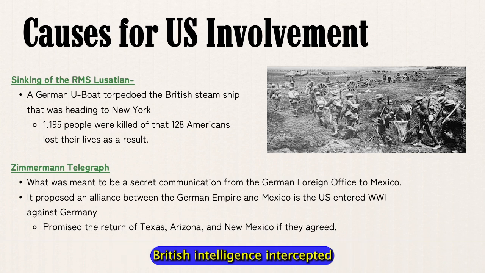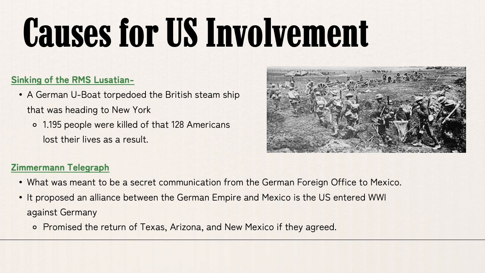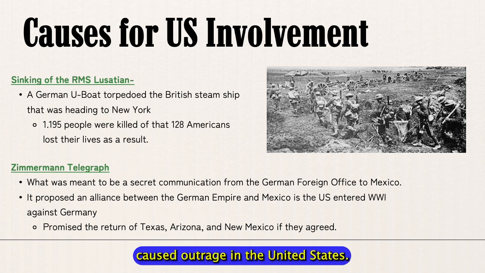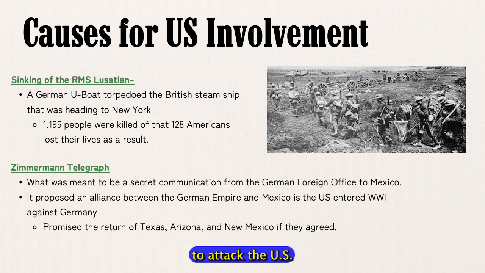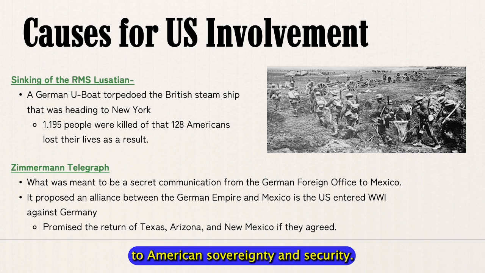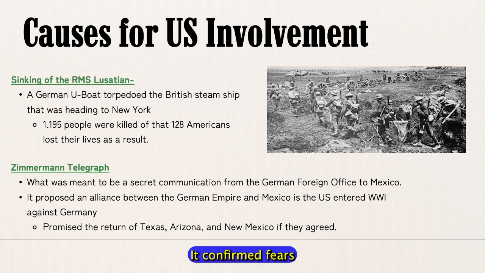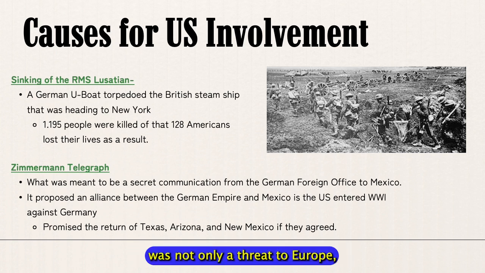British intelligence intercepted the telegram and shared it with the United States, which made it public in March 1917. Impact on U.S. involvement. The Zimmermann Note caused outrage in the United States. The idea of Germany encouraging Mexico to attack the U.S. was seen as a direct threat to American sovereignty and security. It confirmed fears that Germany was not only a threat to Europe but also to the Western Hemisphere.